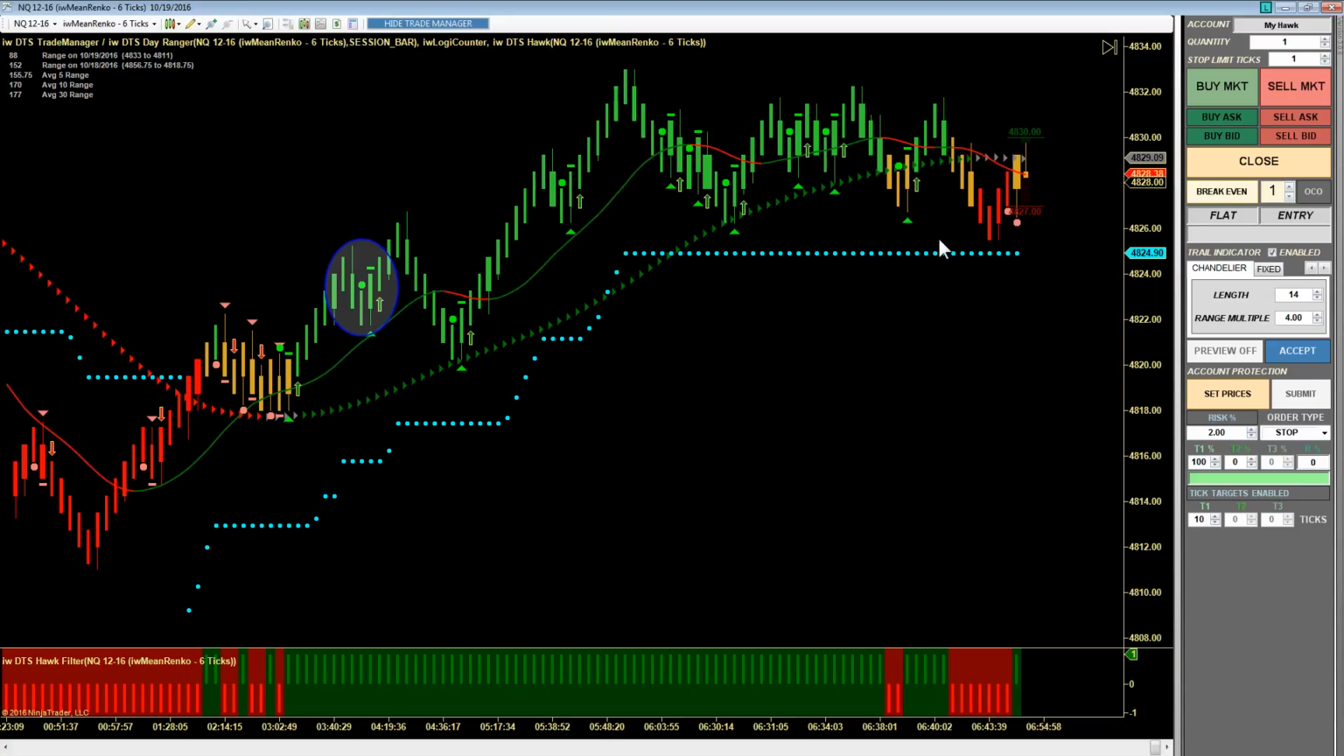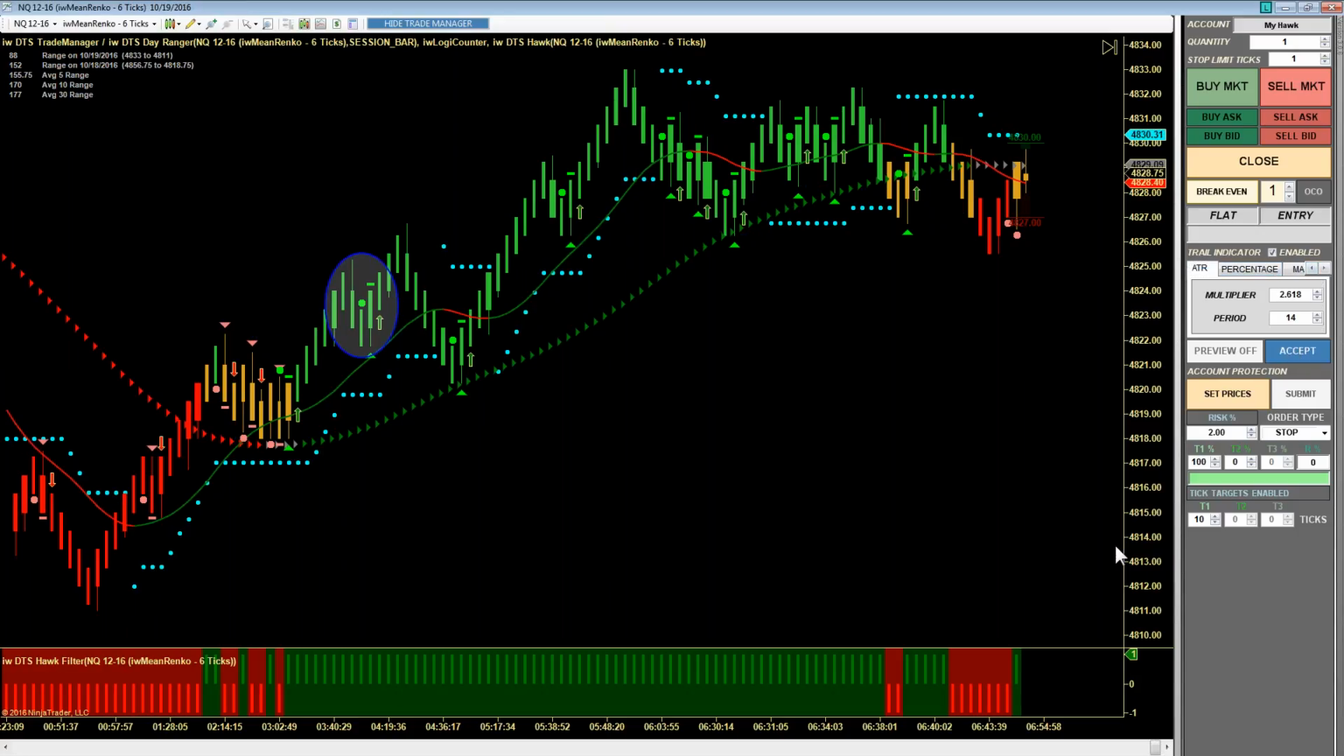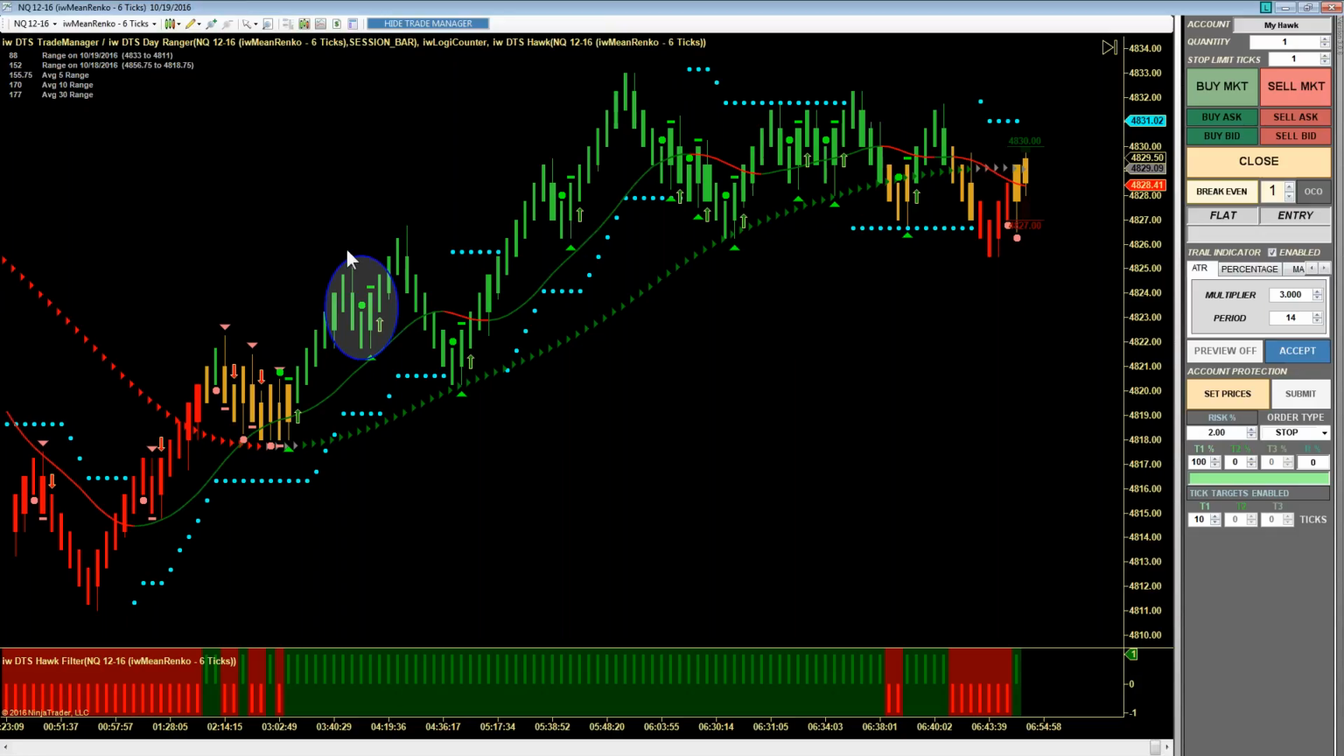Now, if you didn't want to be that conservative with it, you could have gone with something more aggressive, maybe like a parabolic stop, or even just the basic ATR. So you've got lots of options. So that's the profit manager portion of the trade manager.